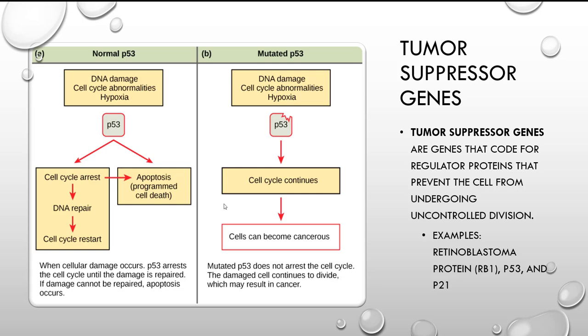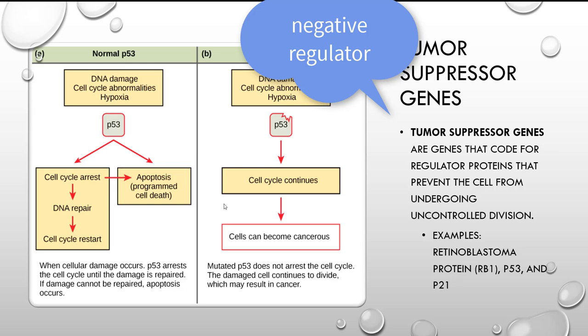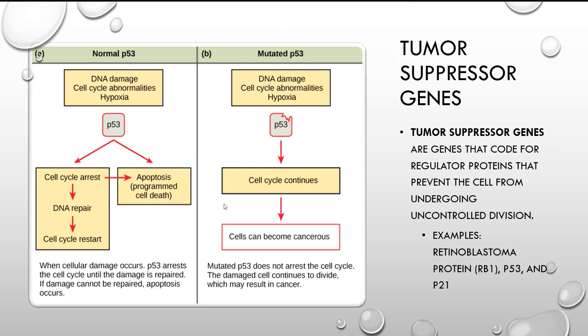A tumor suppressor gene, that's considered a negative regulator. So it's a gene that codes for regulator proteins that prevent the cell from undergoing uncontrolled division. So the video alluded to one of them, P53. A couple examples of others would be the protein retinoblastoma, or RB1. And then there's another one, P21, that's a more common example.